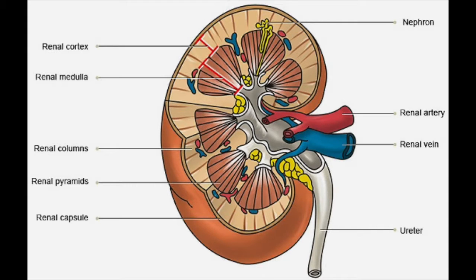The arteries, veins, and nerves that supply the kidney enter and exit at the renal hilum. A nephron is the basic structure and functional unit of the kidneys that regulates water and soluble substances in the blood by filtering the blood, reabsorbing what is needed, and excreting the rest as urine.